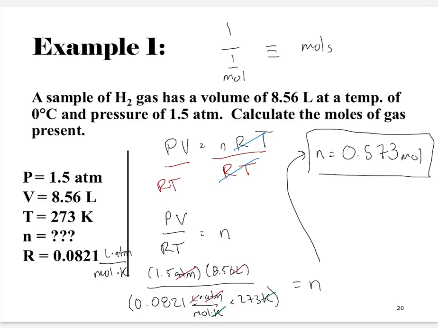Right, so again, the ideal gas law is the equation of state for an ideal gas. If you know those 4 variables, you can determine everything about that gas.